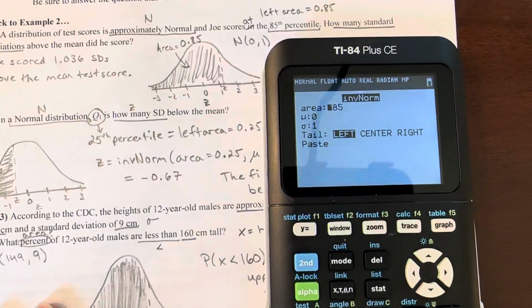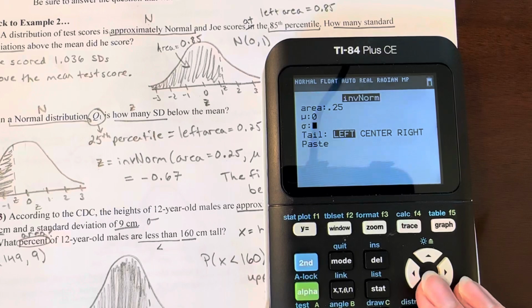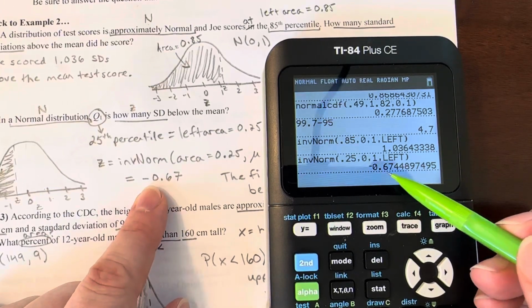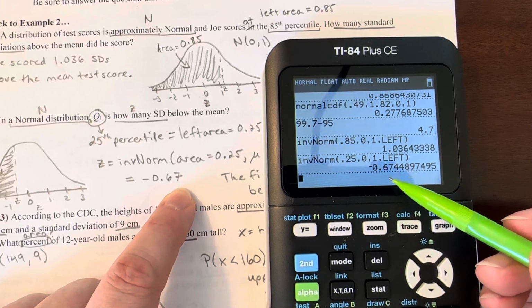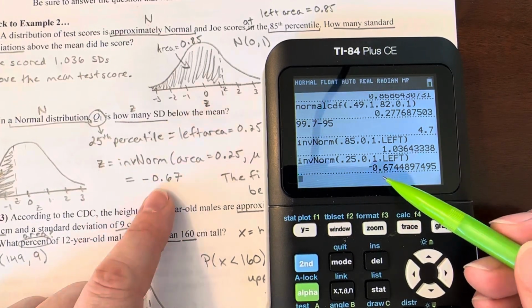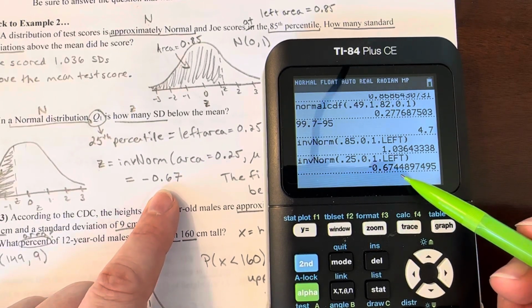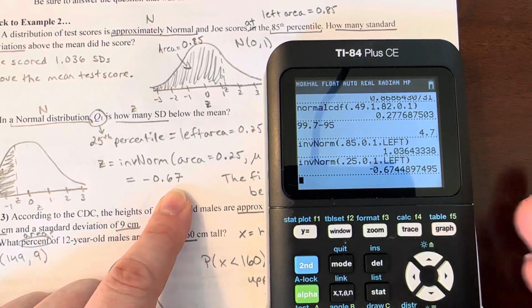And we're back. All right, so area 0.25, mean 0, standard deviation 1. This is a left-hand area because it's a percentile. Paste it in. And I have negative 0.64. I just left it as negative 0.64. You could make it negative 0.67. You could make it negative 0.674 if you wanted. You could go out a little bit further, at least 2 decimal places.